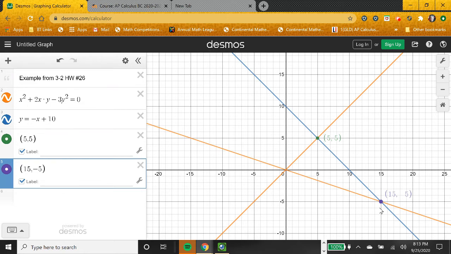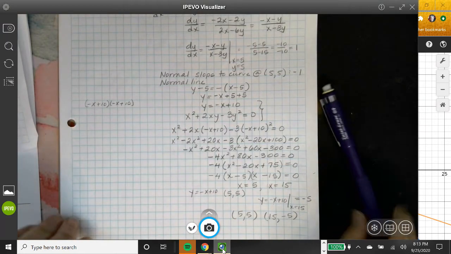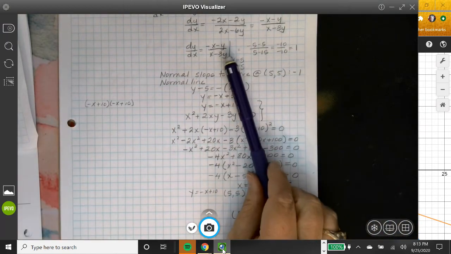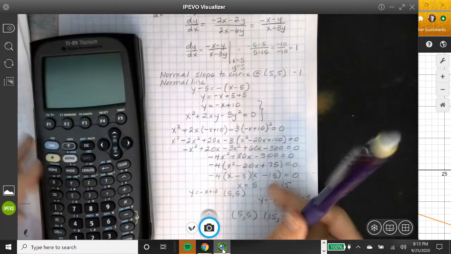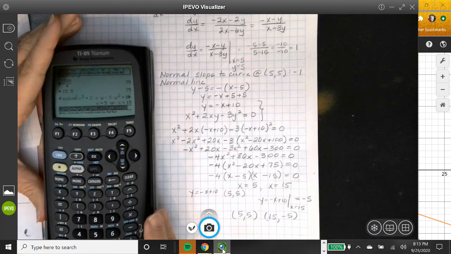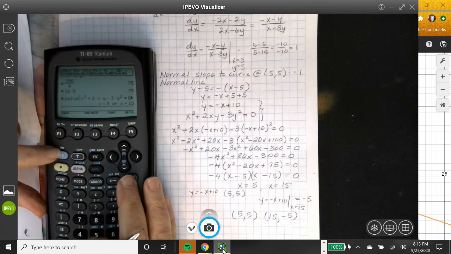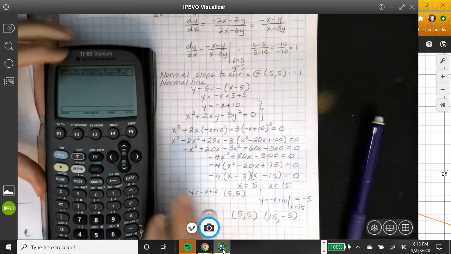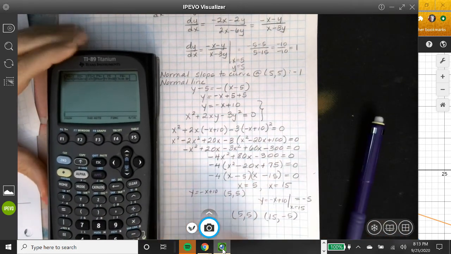All right, so that's pretty cool, right? Well, we did this with algebra all by hand, but we could have done it on the calculator. And I'm going to show you how to do that really quickly here. So I'm going to F1, clear that out. Now, how do we take a derivative implicitly on the calculator?